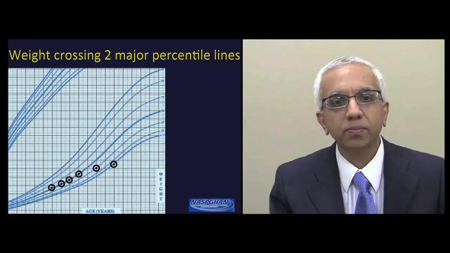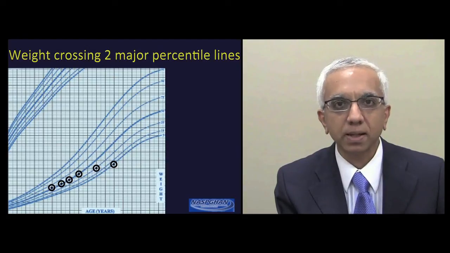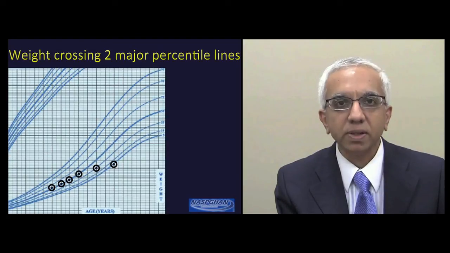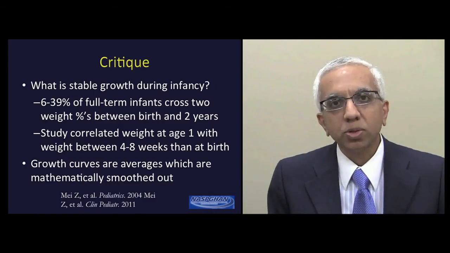Weight crossing 2 major percentile lines, these tend to differ between the CDC chart and the WHO growth chart, but that is not important. The question is, does this confer a definitive diagnosis of failure to thrive? It is important to remember that stable growth during infancy also includes traversing through growth lines.